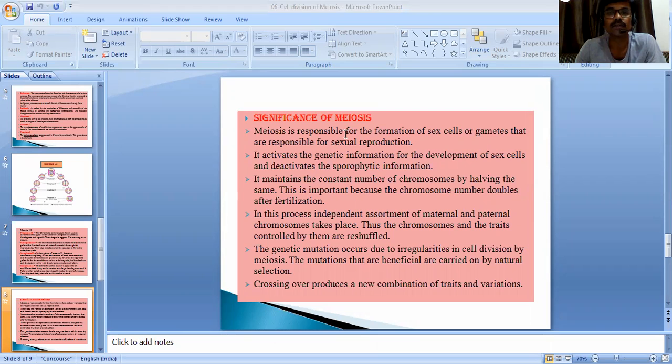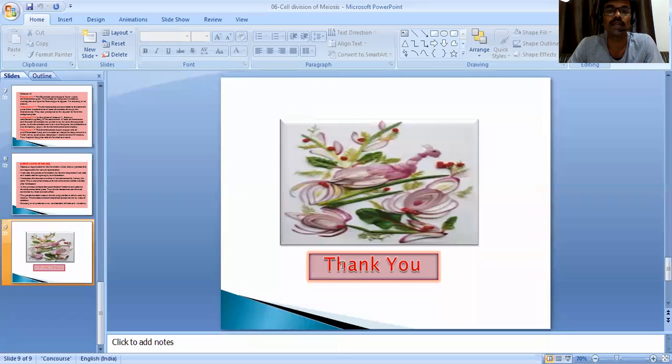Thus, the chromosomes and the traits controlled by them are reshuffled. Genetic mutations occur due to irregularities in the cell divisions by meiosis. The mutations that are beneficial are carried on by natural selection. And most important is that crossing over produces new combinations of traits and variations. Thank you.